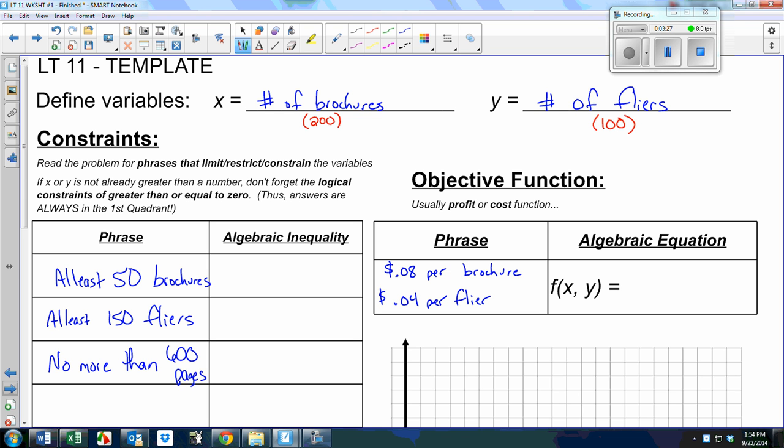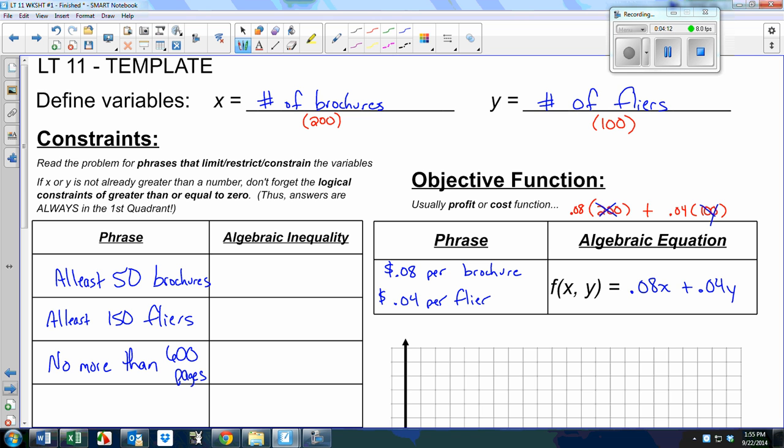And one at a time, we're going to look at every phrase we just talked about, starting with money. Started there earlier, so start there now. How much money does it cost to make 200 brochures and 100 flyers? I don't really want the answer to that question. I really want to know what you are going to do with the 200 in your calculator. You're going to take that 200 and times it by 0.08. You're going to take that 100 and times it by 0.04. And what are you going to do with your 2 answers? Add them. So your function is 0.08 times x plus 0.04 times y.